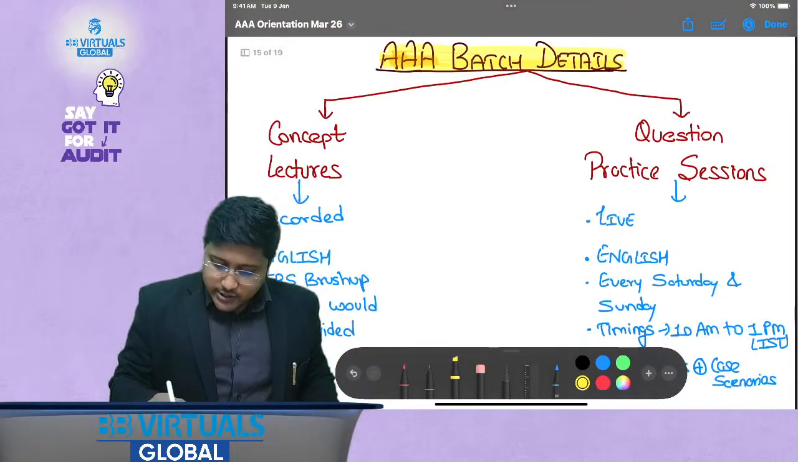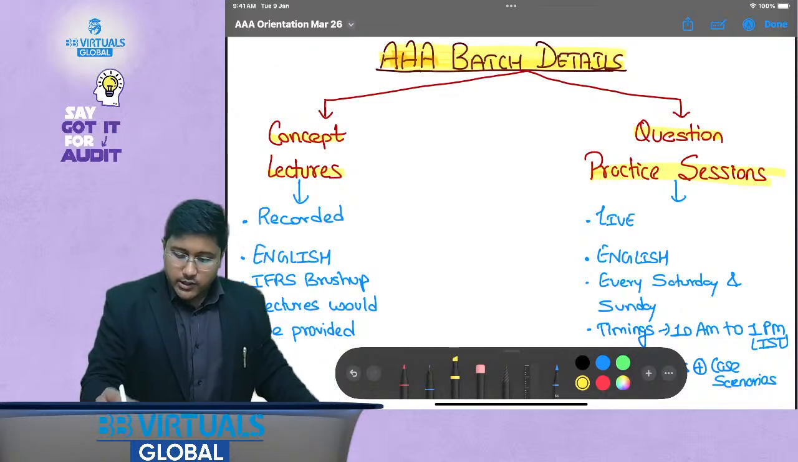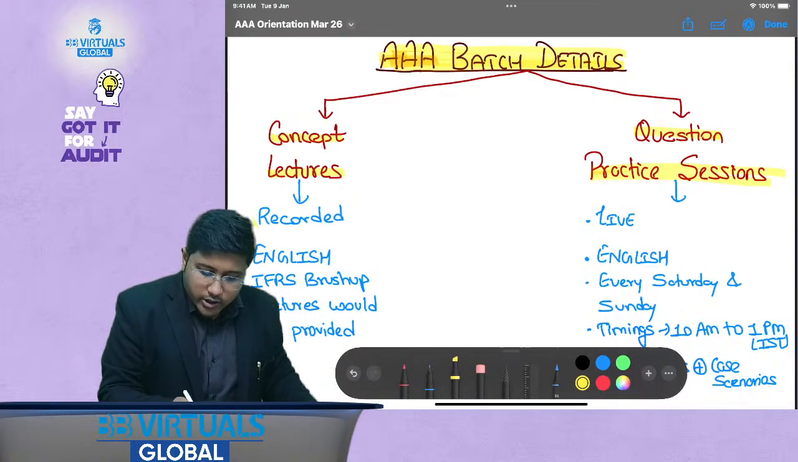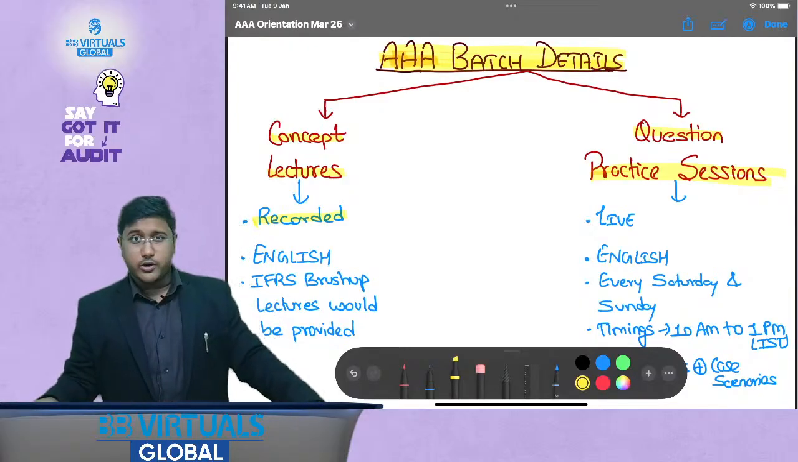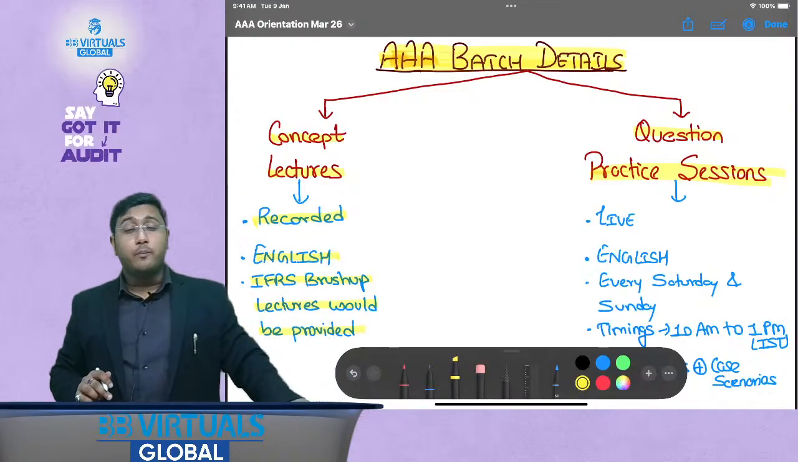Now the batch details. So the AAA batch is divided into two parts: concept lectures and question practice sessions. The concept lectures are going to be in recorded mode, fully recorded mode in English language, along with IFRS brush up lectures that would be provided to you as a complimentary thing from us.